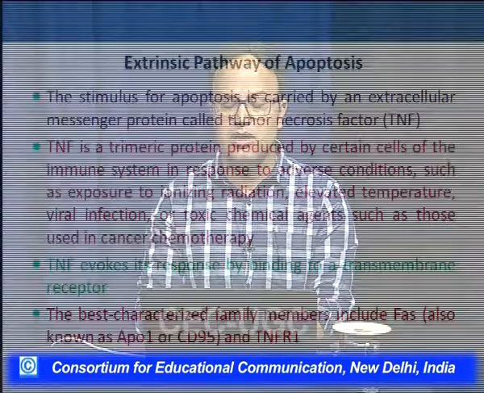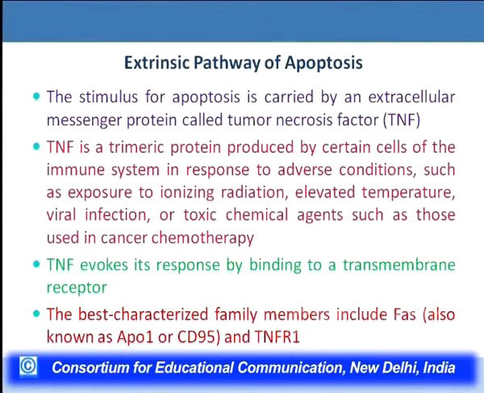Now there is another pathway, which is termed the extrinsic pathway, which differs from the intrinsic pathway because a signal comes from outside, not the inside of the cell, and the molecule responsible for that, the extracellular messenger protein, is tumor necrosis factor, which goes by the acronym TNF. Now this TNF is a trimeric protein which is produced by certain specific cells of the immune system whenever they are subjected to adverse conditions like exposure to ionizing radiation, elevated temperature, viral infection or toxic chemical agents.